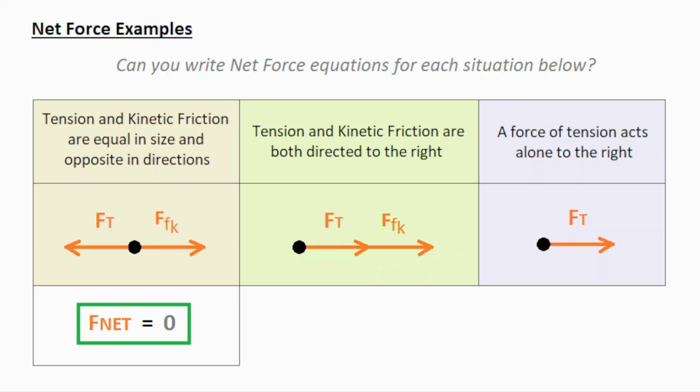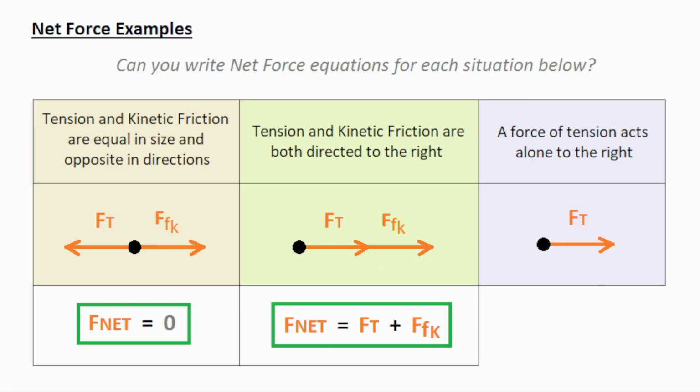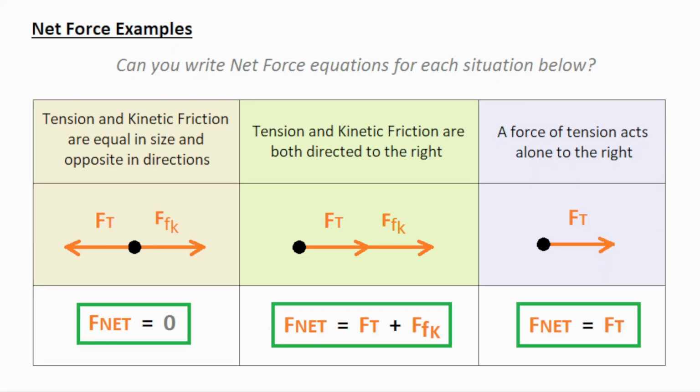The middle example, we now have tension and kinetic friction acting in the same direction. We can certainly add forces together in a net force equation if the forces are directed the same way. The last example shows a tension force that acts alone. There is nothing to compare this force with, whether adding to it or subtracting from it. Whenever you see a force that acts alone in a dimension, then make that force the net force.